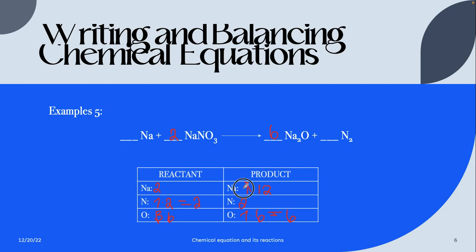So here we had a mistake. Instead of 1 nitrogen, there should have been 2. So we have 12, sorry, not nitrogen, sodium. So now we have 12 sodiums. And here we only have 2. In order to make this balance, what we're going to do is add 10 to make this 12.